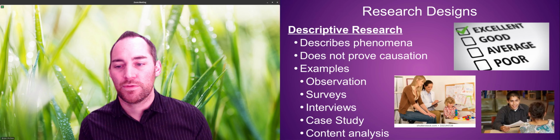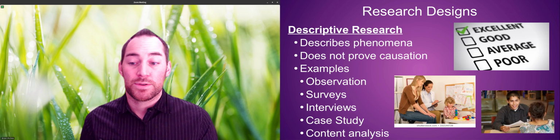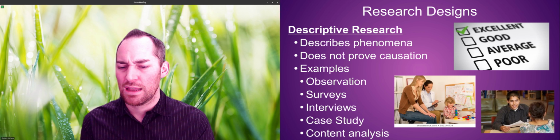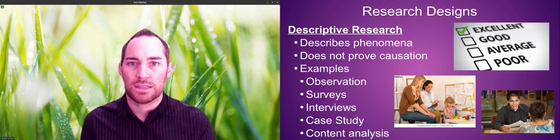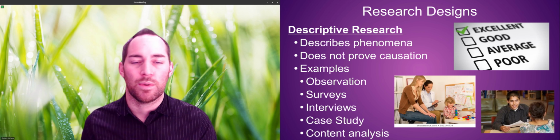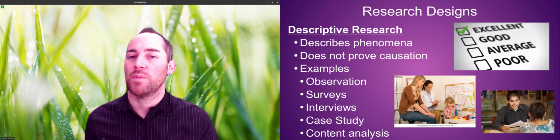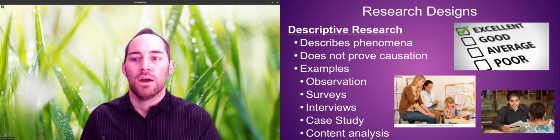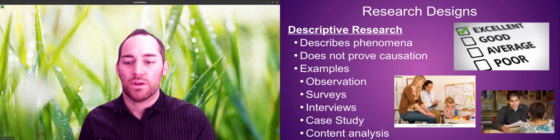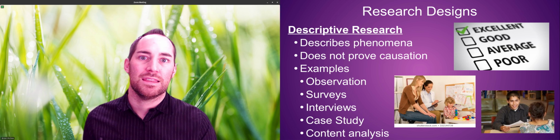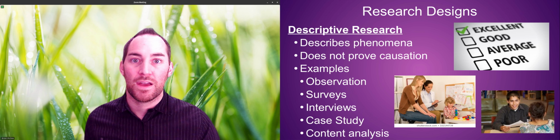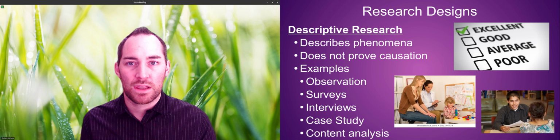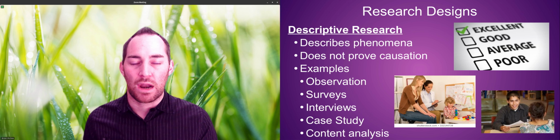So descriptive research, you can do anything from observations to surveys, interviews, case studies, content analysis. Content analysis, I'm not sure if it comes up again in these review slides, but that's basically looking at the content of maybe a book or a journal. So like someone's journal that they've written in, to see, do they talk about this more, that kind of thing. So what is the content in this publication or film or documentary? So analyzing the content. There's a lot of ways to do research that describes phenomena.